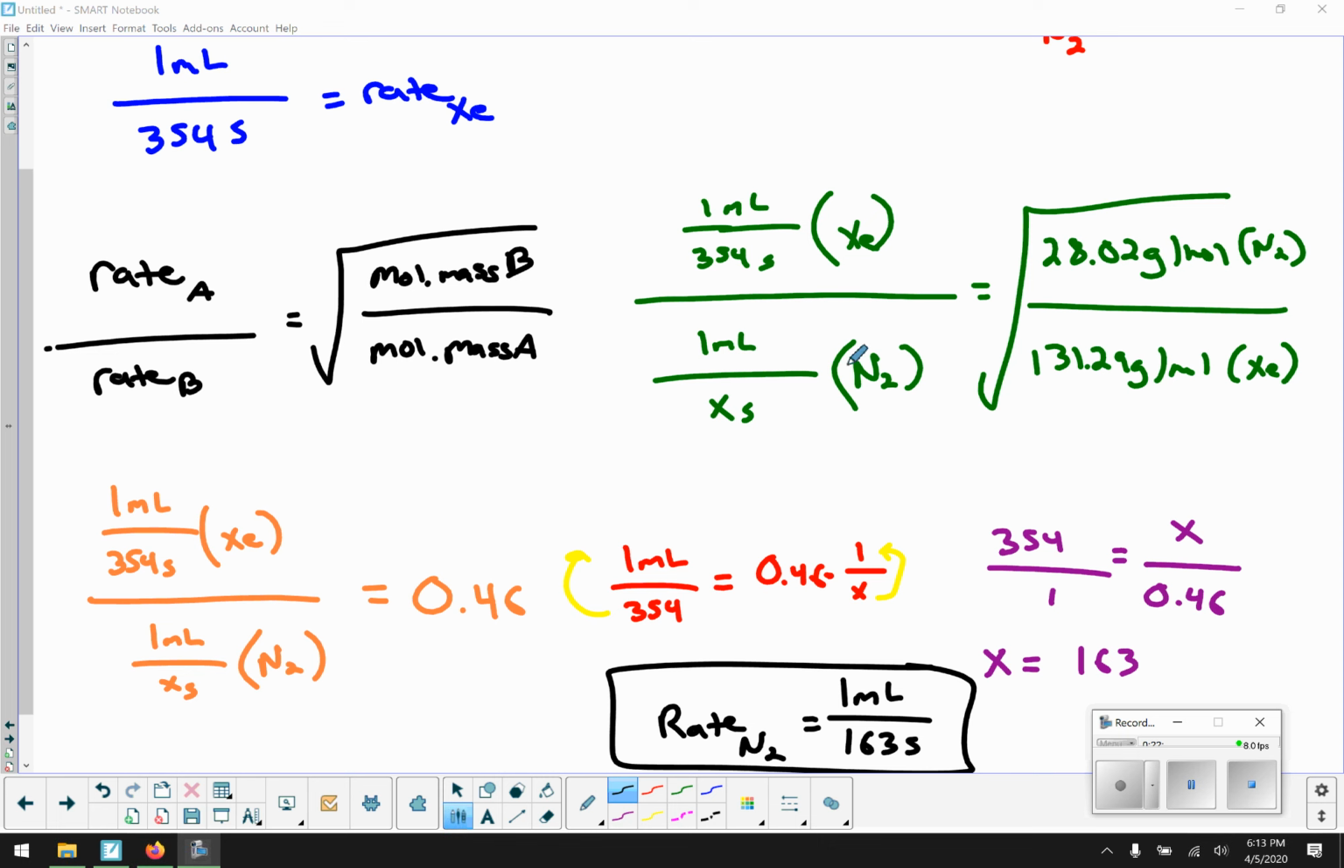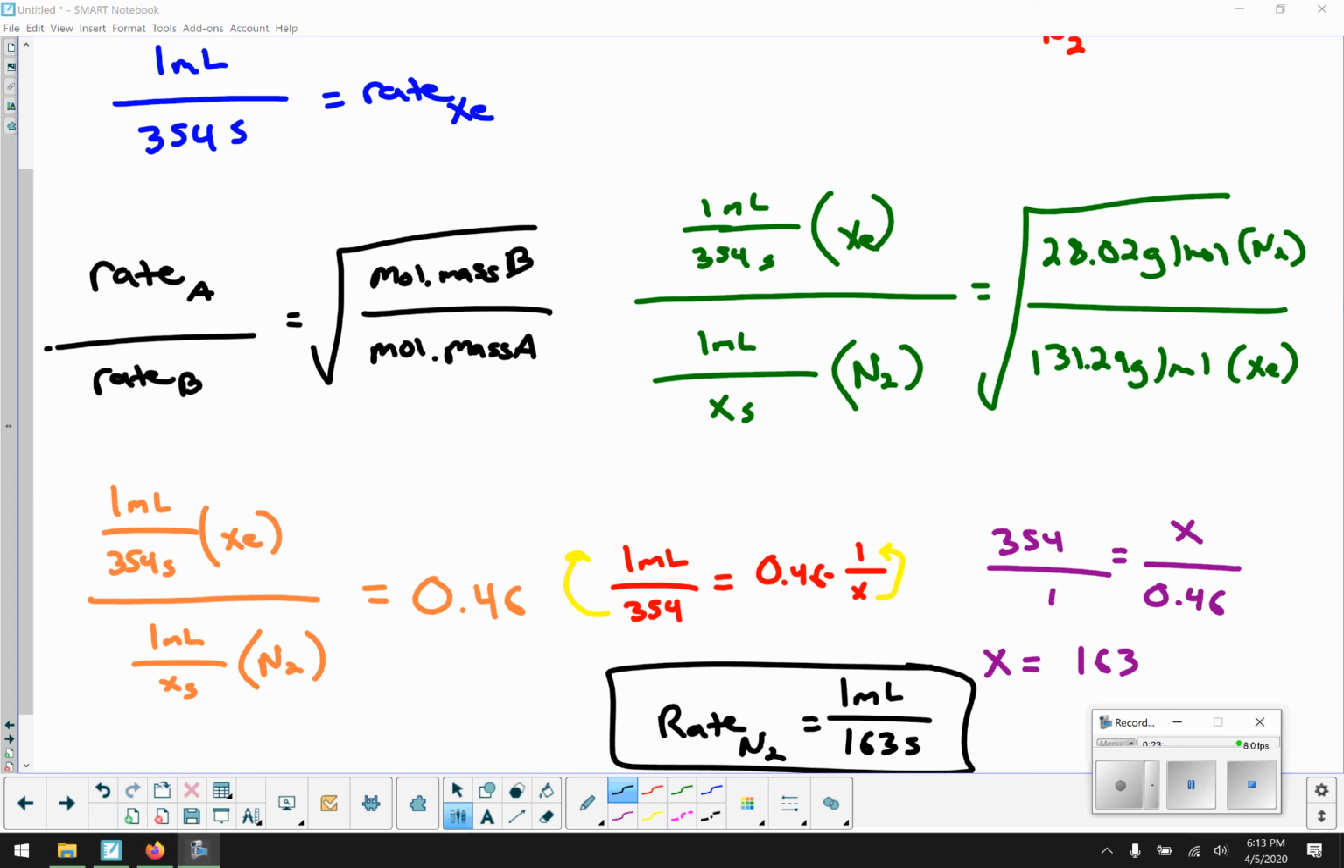We know it's going to be 1 milliliter for N2. So we're looking for this X. We're looking for how many seconds it's going to take. So it's in the denominator of the denominator, which is kind of a pain, but it's basic algebra, so we'll go through and solve this. And that equals the square root of the molar mass of nitrogen divided by the molar mass of xenon. So the first thing I did was just get rid of the square root.